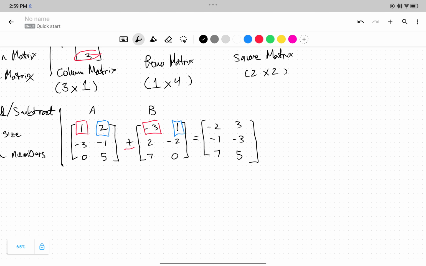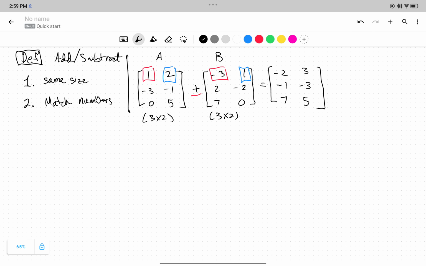Pretty straightforward. It worked out nicely because they were the same size. This has 3 rows and 2 columns, so does this guy: 3 rows, 2 columns. If they weren't the same size, this wouldn't be possible. So you can see why that condition has to be in place. Let's see what would happen if they happen not to be the same size. So let's say, what if?